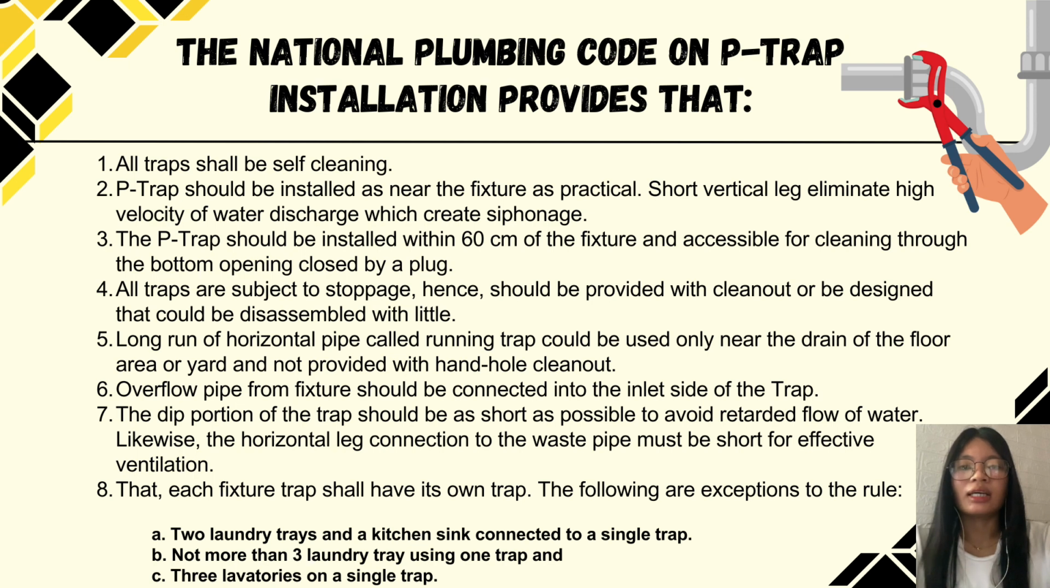Number seven, the deep portion of the trap should be as short as possible to avoid retarded flow of water. Likewise, the horizontal leg connection to the waste pipe must be short for effective ventilation. Number eight, each fixture should have its own trap. The following are exemptions to the rule: two laundry trays and a kitchen sink connected to a single trap; not more than three laundry trays using one trap; and three lavatories on a single trap.